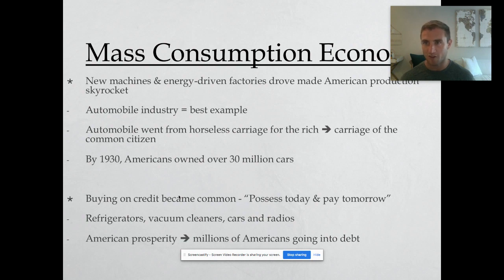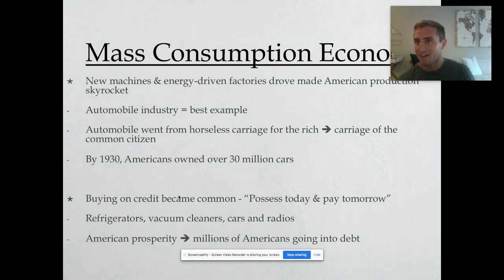However, they can't afford the down payment, but no problem. You can buy on credit. You can put down a small down payment and pay as you go. And so many Americans start to do this for just about everything. They start to do it for cars, but then they start doing it for these new vacuum cleaners that have just emerged and washing machines. And all of a sudden, Americans are living far beyond their means.